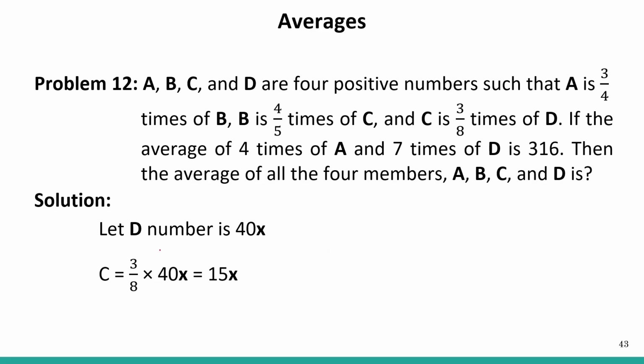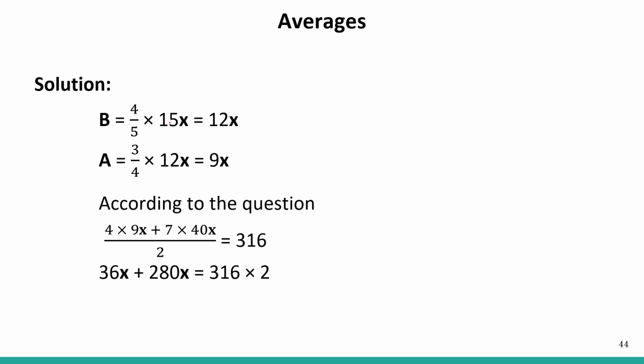Let's see. So D is the number. If D is 40x, then C is equal to what? 40x into 3 by 8 is equal to 15x. So B is equal to what? 15x into 4 by 5 is equal to 12x, and A is equal to what? 3 by 4 into 12x is equal to 9x. So according to the question, (4 into 9x plus 7 into 40x) by 2 is equal to 316.